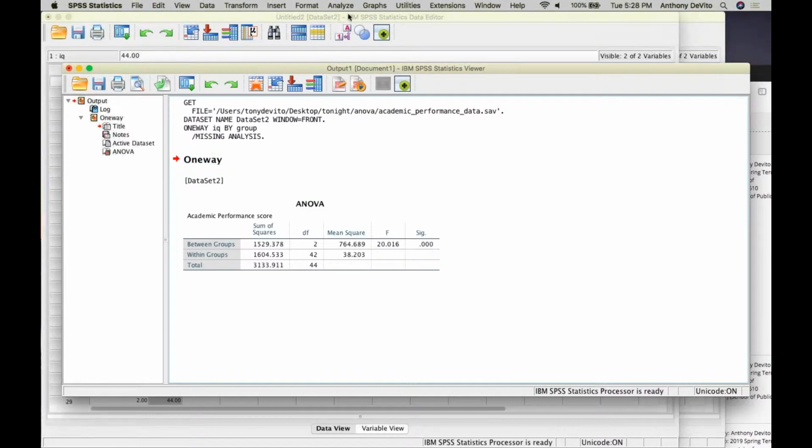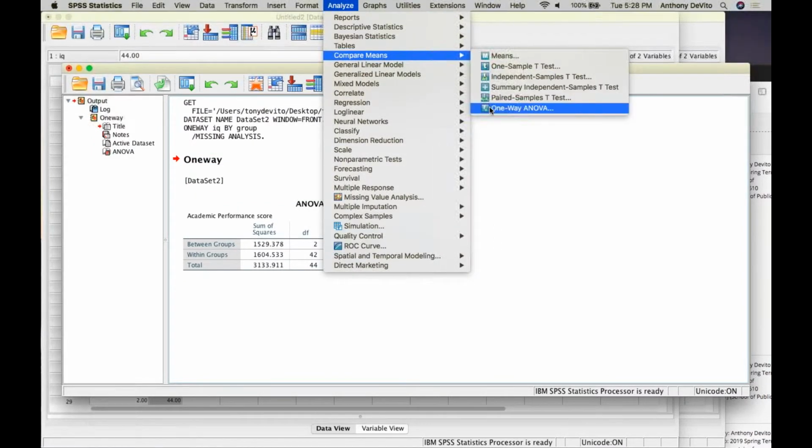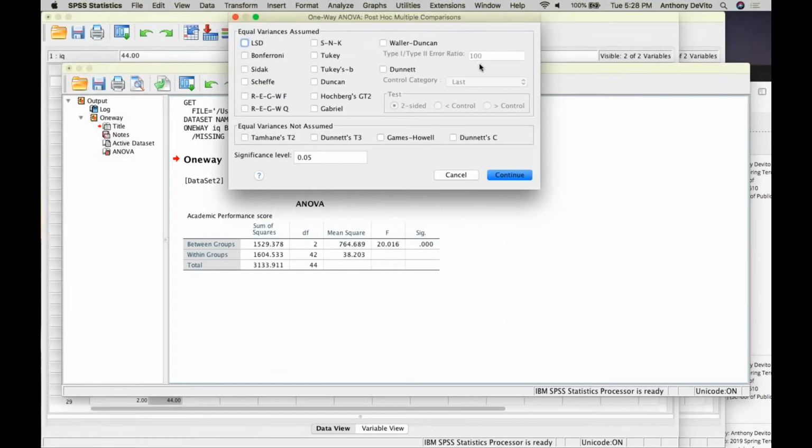So that's why we go back to Analyze, and we go into Compare Means and back to analysis of variance. And this time we go into post hoc tests. And these post hoc tests you run only if you can reject your null hypothesis. That's this case. So now I need to know which of the means, which of these comparisons are indeed different, right?